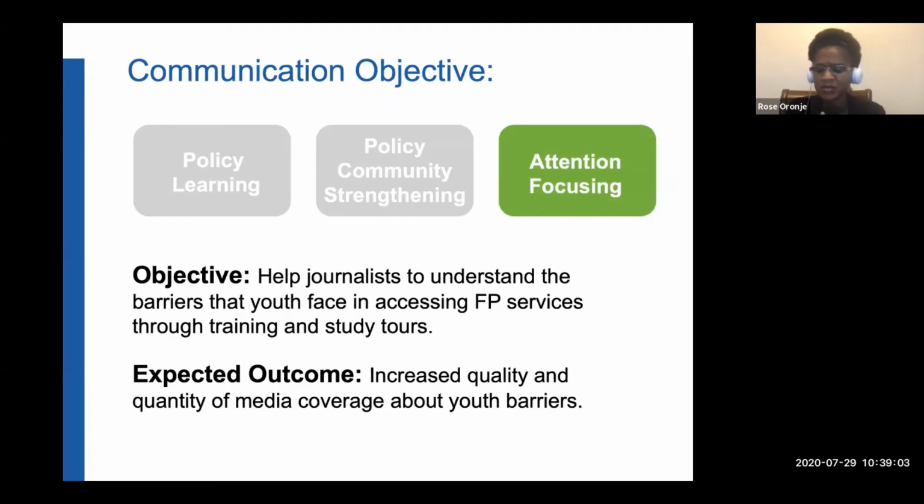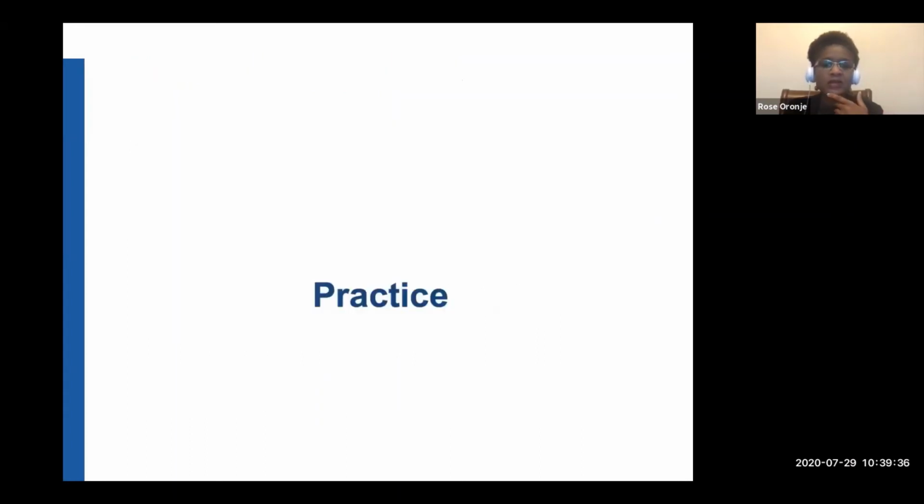So these are just some examples. I think I need to make the point clear that you may have objectives that touch on each of these three areas, but you might also have objectives that touch on just one or two of them, given the focus of your issue. It will depend on what your issue is. It is advisable to have objectives that touch on all three, that enable policy learning, policy community strengthening, and attention focusing, or you could still have objectives that touch on just one of them, depending on what your issue is and where it is within the political space.